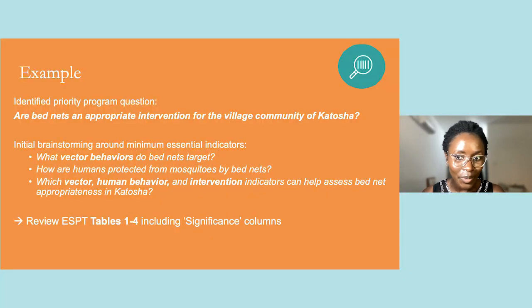Recall that in Module 1, we identified our priority program question. Are bed nets an appropriate intervention for the village community of Katosha? Now let's do some initial brainstorming around minimum essential indicators for this program question. First, what vector behaviors do bed nets target? How are humans protected from mosquitoes by bed nets? Which vector, human behavior, and intervention indicators can help assess the appropriateness of bed nets in Katosha?